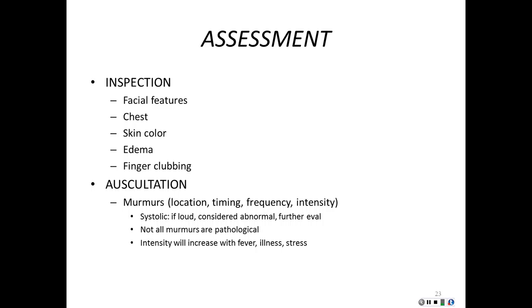Also, are we seeing any cyanosis as we're looking at these children? We're going to look at the chest. Is there any barrel chest, any changes in the chest wall? What's the respiratory rate? How hard is the chest moving? Are we seeing any retractions on these children? Skin color, of course, we talked about, looking for that cyanosis.